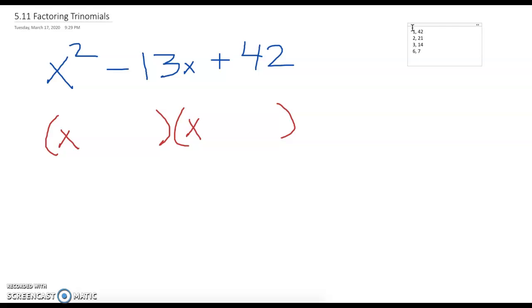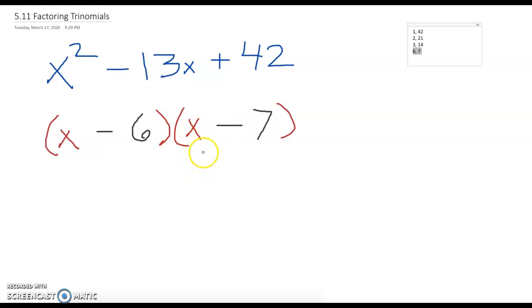Now we look at these factors we have right here. Do any of these add up to 13? 6 plus 7 adds up to 13. But how do we make it a negative 13? Well, we have to remember this is going to be a multiplication answer, so a negative times a negative is going to be a positive. So therefore, we have 6 and 7, and both are going to be negatives.